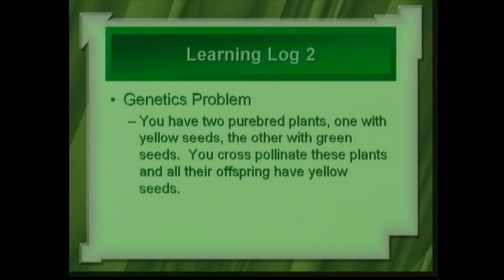Now, first of all, you start off with 2 purebred plants. Remember, what that means is that both parents are homozygous for the traits. One is homozygous for yellow seeds. The other one is homozygous for green seeds. You cross-pollinate these plants. That means you take pollen from one plant and put it on the stigma of the other plant, so you actually cross 2 plants that have this one trait different between them. This is a monohybrid cross. Only one trait differs between the 2. You cross-pollinate these plants, and all the offspring that come out, all the F1, have yellow seeds.